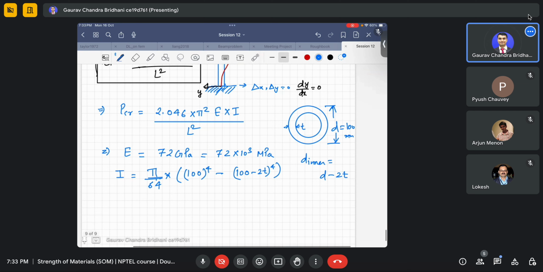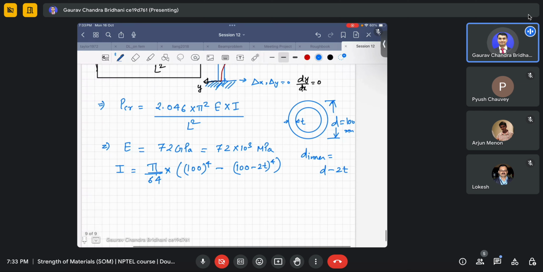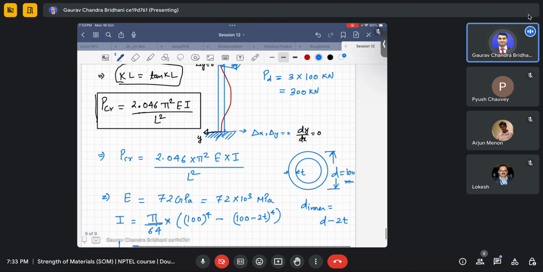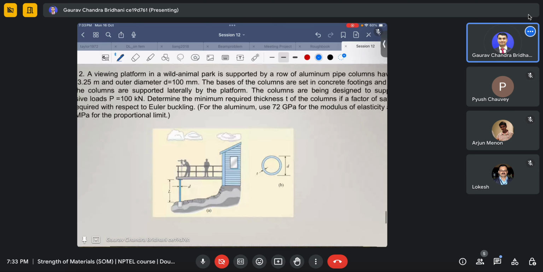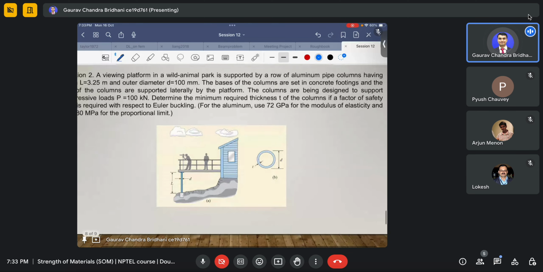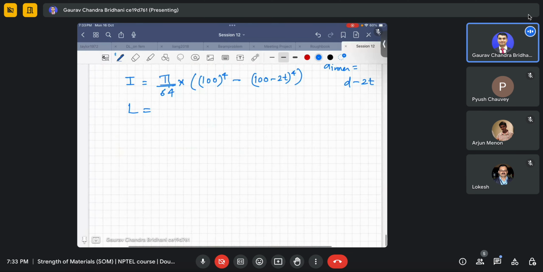And L is given as I think 3.25 meters. Yeah, 3.25 meter is the length. So L given is 3.25 meters, that is 3250 mm. So I am writing everything in mm.